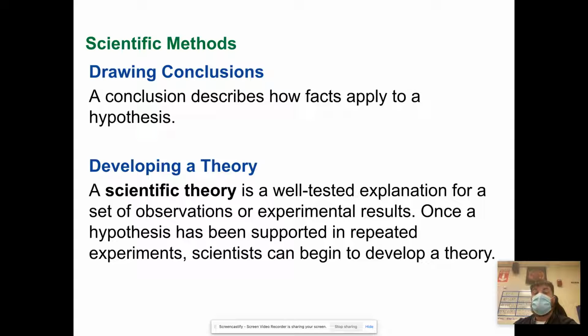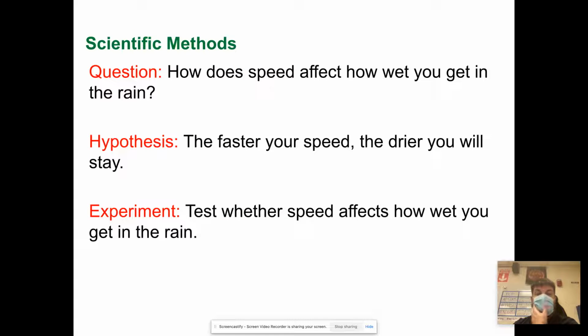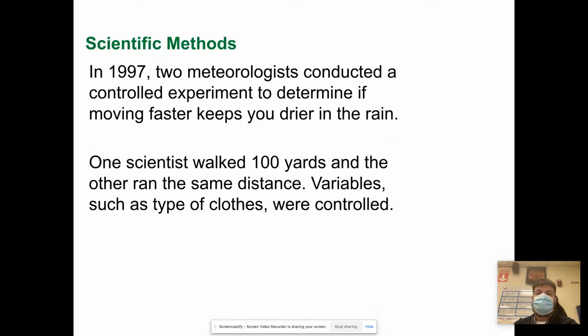Now, sometimes scientists come up with kind of like a quasi-theory, and then they start testing it. But the theory part is based on lots of data. So question: how does speed affect how wet you get in the rain? Hypothesis: the faster your speed, the drier you will stay. Test it. Test whether the speed affects how wet you are when you get in the rain.